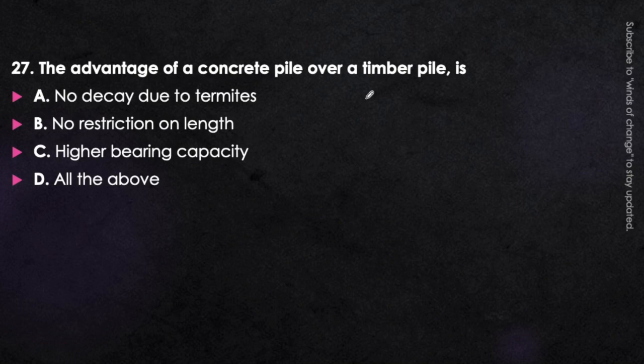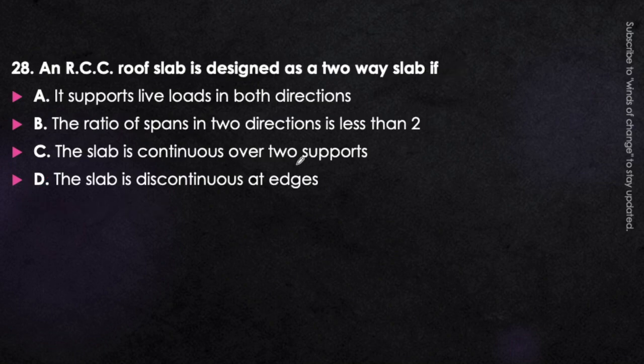The advantage of the concrete pile over the timber pile is no decay due to termite, no restriction on the length, higher bearing capacity, or all of the above. Think about it. Why do we prefer concrete pile over timber pile? The answer will be option D, that is all of the above. Because there is no decay due to termite, no restriction of the length, as well as higher bearing capacity. All these are reasons to use concrete pile over timber pile. It is very easy. Next question.